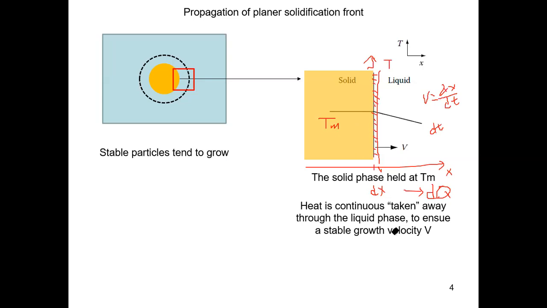Okay, so let's think about it. We want this to be a continuous process, right? We don't want the solid and the liquid to be in equilibrium, because if they are, the particle won't grow. This small nucleus won't grow. So we want the nucleus, or the solid, to keep propagating with a constant velocity. We call this planar growth, or steady state planar growth. And then we have to worry about the heat, right? What do I mean by that? We know that a small amount of liquid transforms into the solid, like here, right?